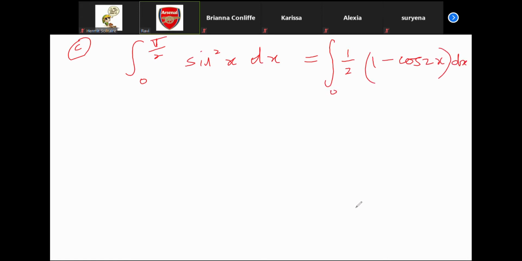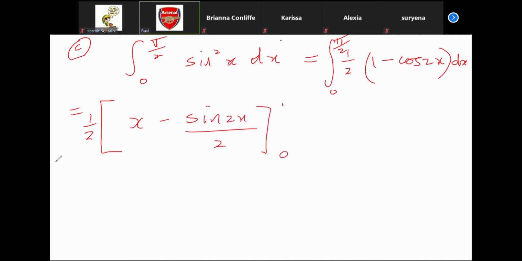From 0 to pi on 2. Sorry, pi on 2. Trying to write it neat up here. So this is equal to, if you take the integral, what is the integral? We could pull the half outside, and the integral of 1 is x. And the integral of minus cos 2x is actually minus sine 2x on 2, from 0 to pi on 2.